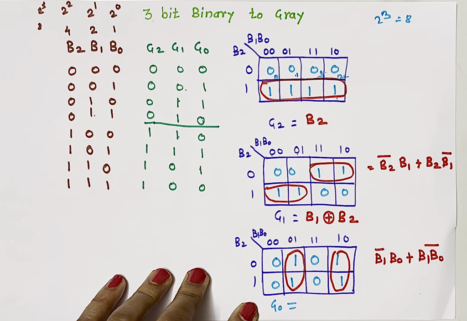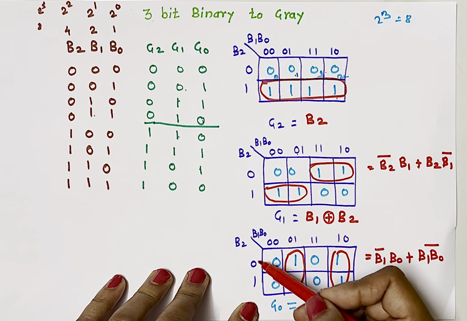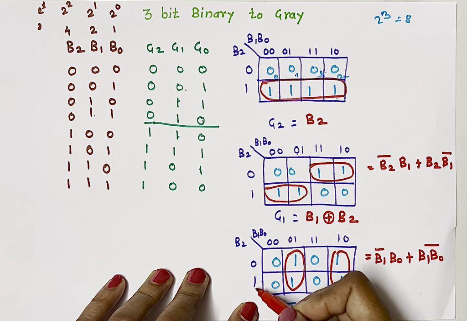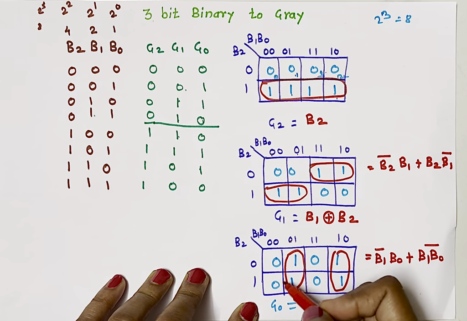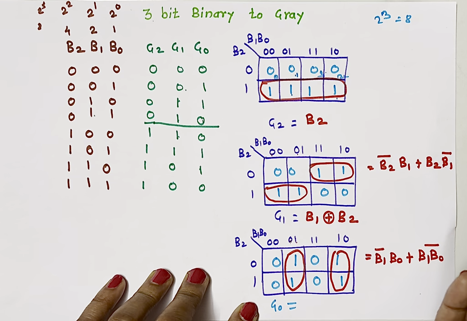B0 bar. See, when we make a K-map, I have uploaded a separate video; the link is given in the description box. What we will have to do is compare the rows and columns. So here you can see nothing is common. The value is 0 and 1. So we can take anything here. Here we don't have anything to compare. So we will have to take both variables. And if the value is 0, we take the bar of that variable. If the value is 1, we take the variable as it is. So here again it is like A bar B plus AB bar. That is an XOR gate. So B0 XOR B1.